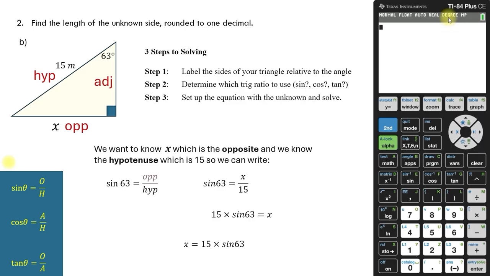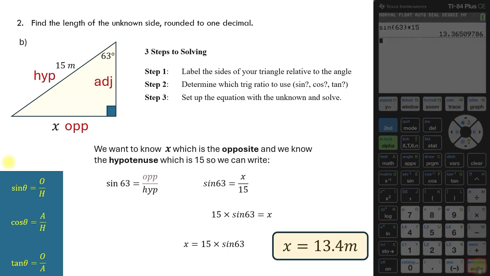So first, making sure that we're in degree mode, we'll figure out the sine of 63, close our bracket, and multiply that by 15 to give us an answer of 13.36, which we can round up to 13.4.